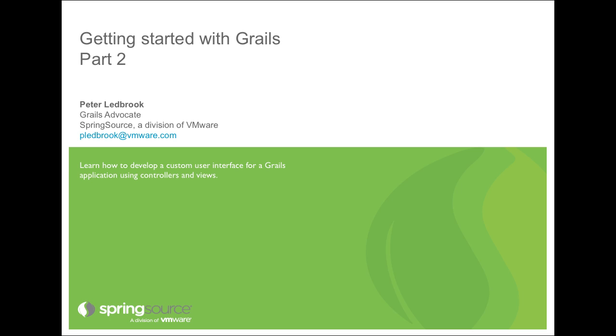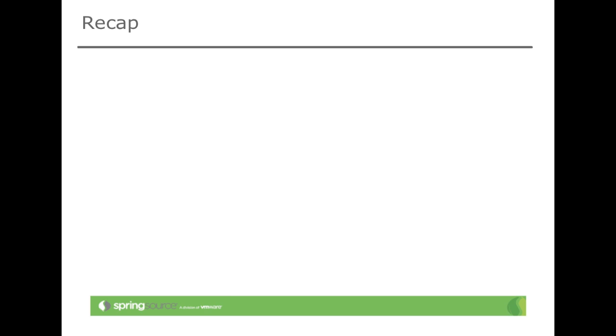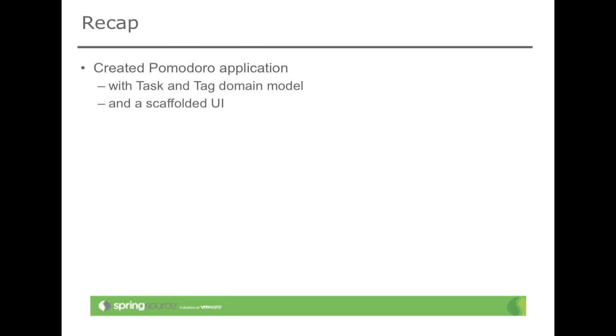Welcome to the second in the series of Getting Started with Grails screencasts. In the previous installment, I created the Pomodoro application with its task and tag domain model, and then added a scaffolded user interface for it.